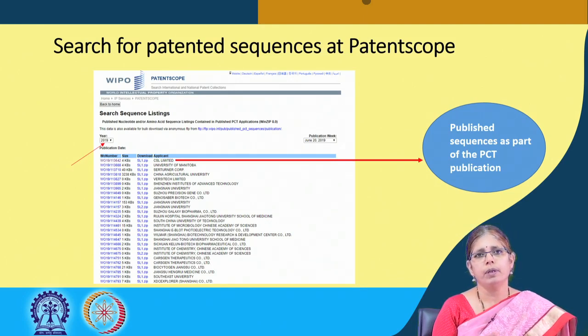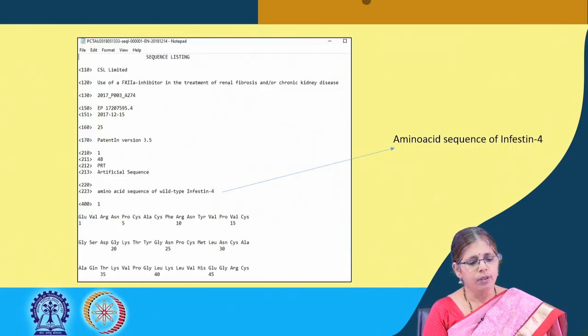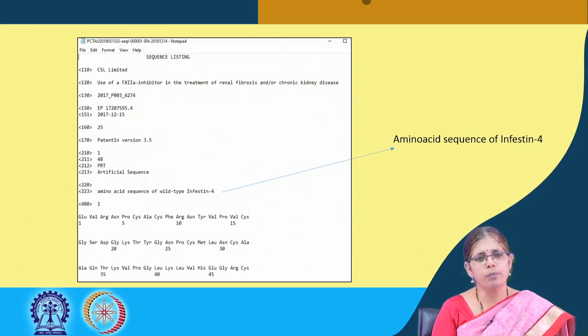So, today at the WIPO website using PatentScope, one can actually go for a sequence listing search. The search encompasses the data in relation to the published PCT applications which are available in the WIPO database. So, for instance, if we search by the very first sequence that is represented in the window, here is the sequence which is listed, which is the use of FX3A inhibitor in the treatment of renal fibrosis and/or chronic kidney disease.